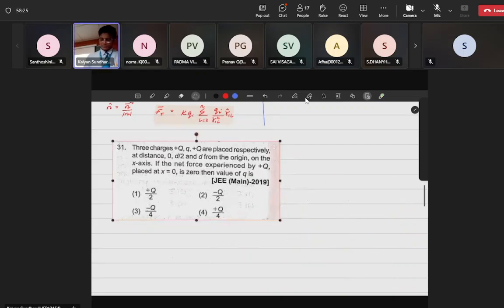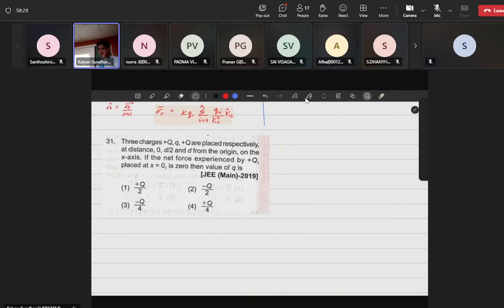Right, so this is a question for you. Three charges, plus q, Q, and plus q, are placed respectively at distances of 0, d by 2, and d from the origin on the x-axis. The net force experienced by plus q placed at x equal to 0 is 0. Then what will be the value of Q? Small q is how many times the capital Q, and it is completely based upon your superposition of force.